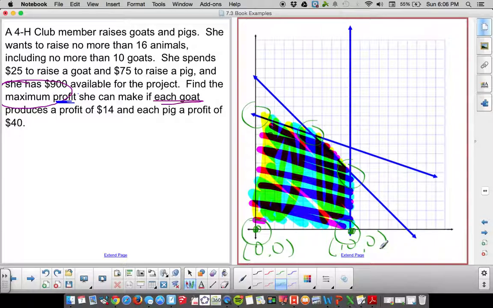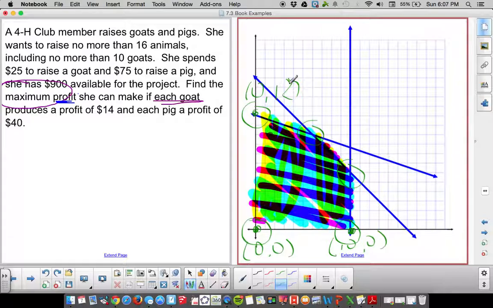I'm going to skip to this y-intercept over here. I know this y-intercept is the y-intercept of my line 25x plus 75y is less than or equal to 900. So I know that that is going to be 0, 12. So my y-intercept there is 0, 12. Now I need to figure out what the other two corners are.